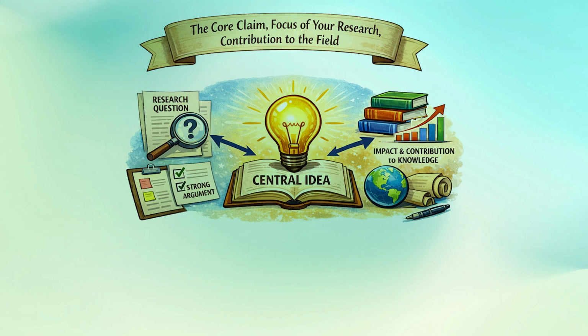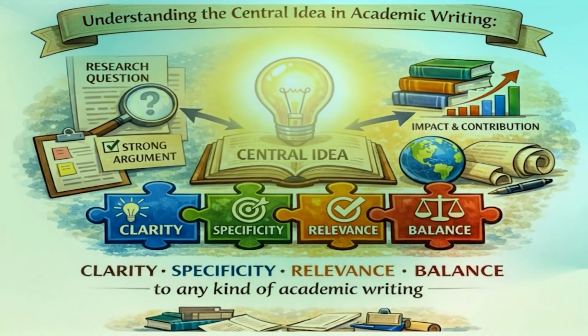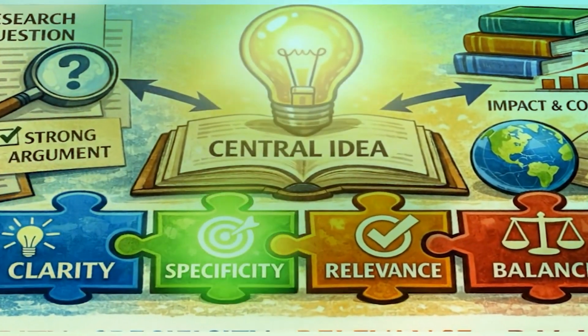As we had mentioned a few minutes back, the central idea gives clarity, specificity, relevance, and balance to any kind of academic writing. So it is preferred that the central idea is written towards the outset of an academic writing, that is, almost at the beginning of the article. Let us discuss the key characteristics: clarity, specificity, relevance, and balance.